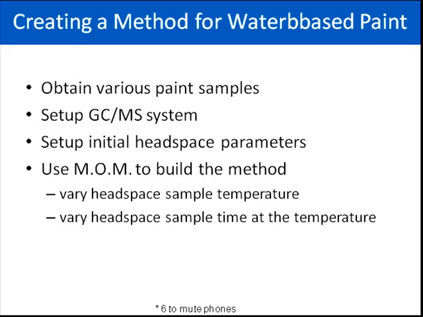How do you create a method for a water-based paint? Well, first you obtain the various paint samples, then you set up a GCMS system, then you set up some initial headspace parameters, then we use MOM to build a method by varying the headspace sample temperature and varying the sample time that the samples see.